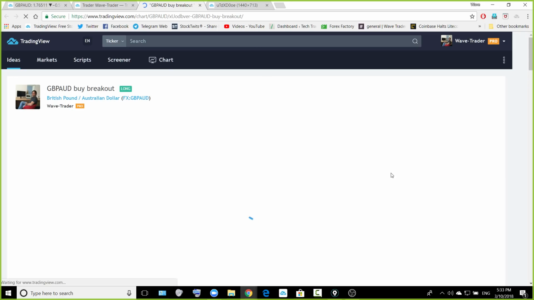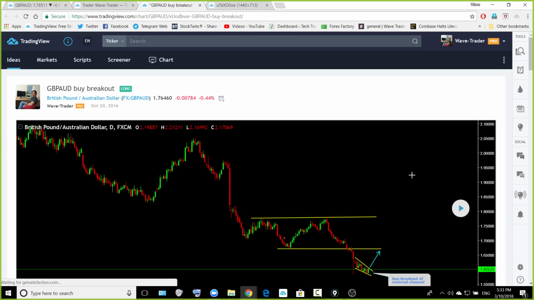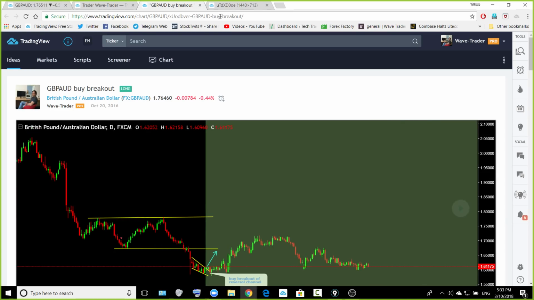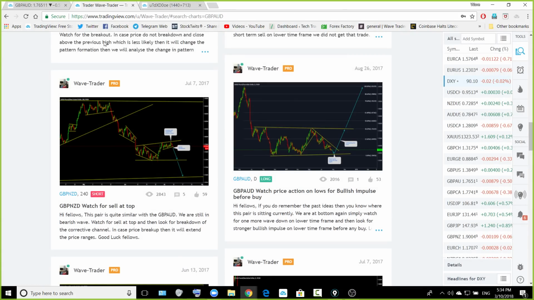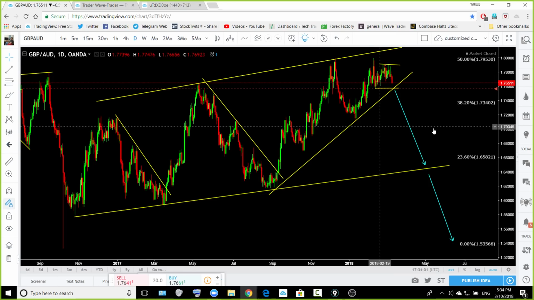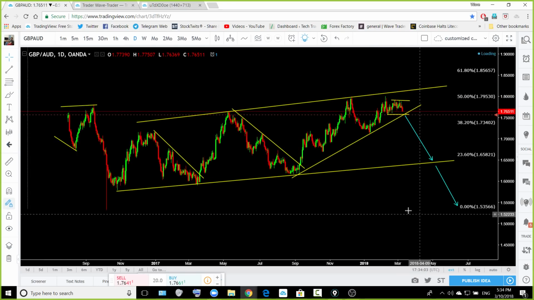Okay, so if you are going to buy the pound Aussie dollar for longer term, make sure you are on the right side of the market. Okay, so trade carefully. When there was a buy setup, we were buying. There is no buy setup on the pound Aussie dollar. Make sure you trade carefully. There is a sell setup on the pound Aussie dollar.